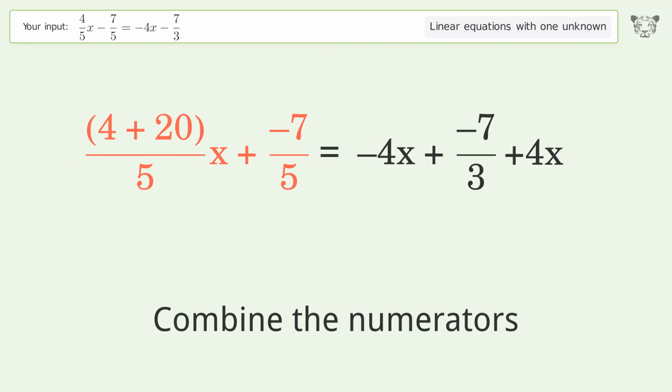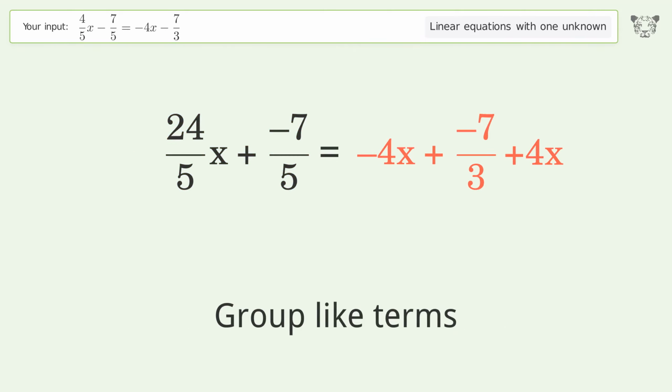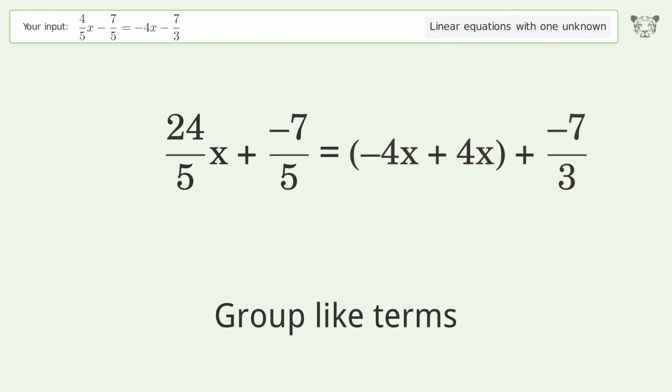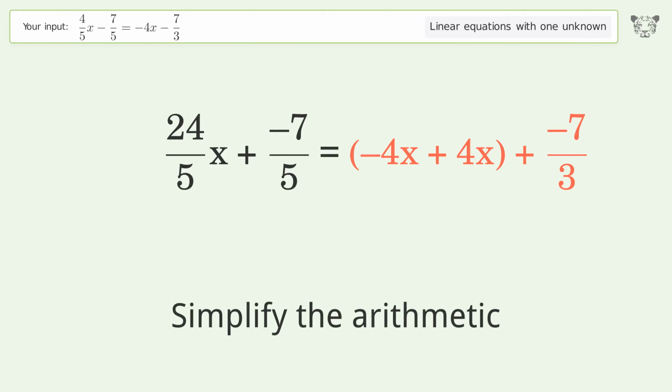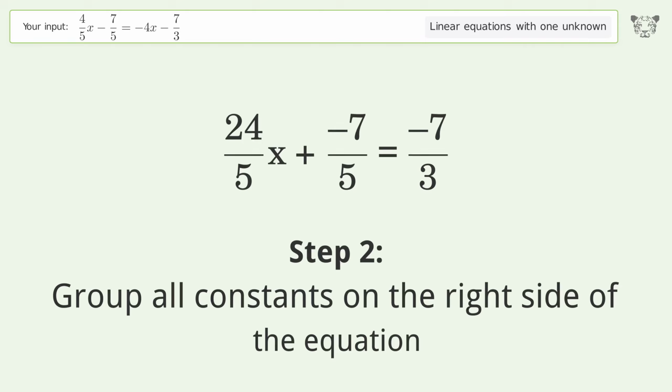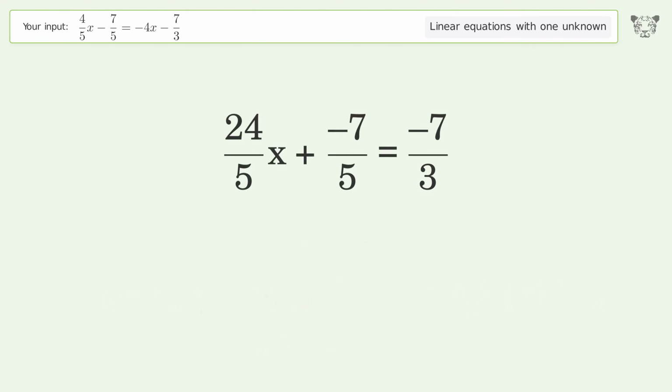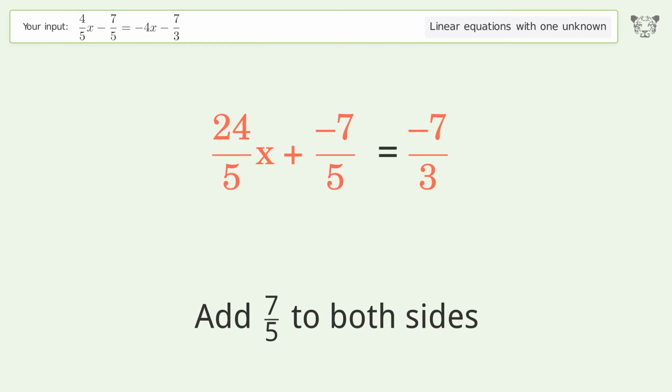Combine the numerators. Group like terms. Simplify the arithmetic. Group all constants on the right side of the equation. Add 7/5 to both sides.